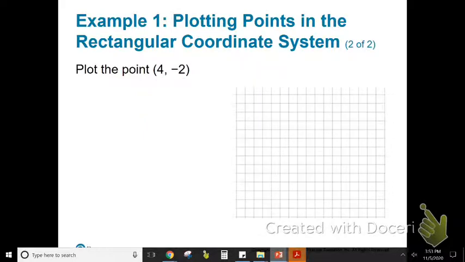Then it wants us to plot the point 4, -2. So again, drawing your x and y axis. And then we plot the point 4, -2. The 4 means we're going to go to the right 4. And the -2 means we're going to go down 2. And so there's our point right there.